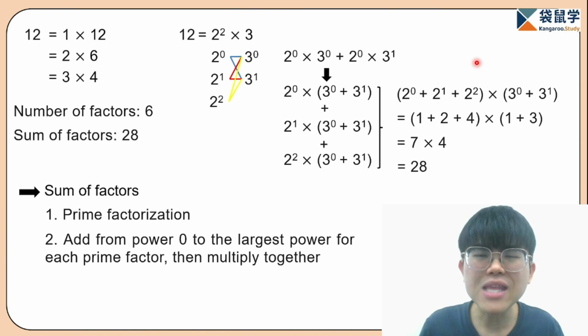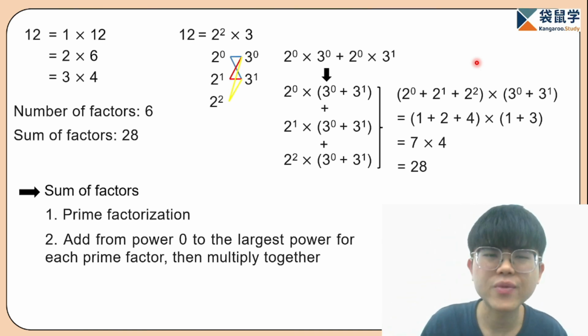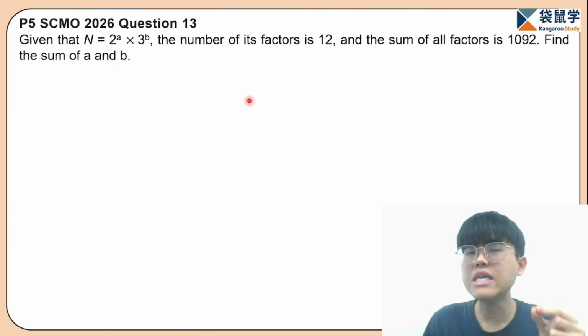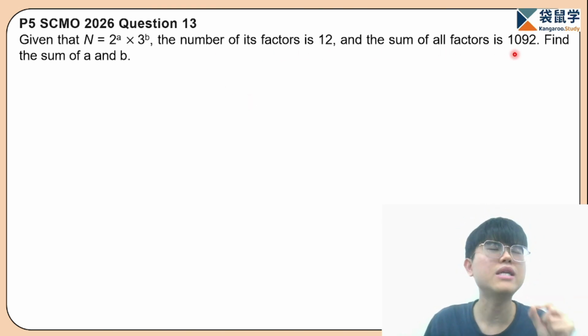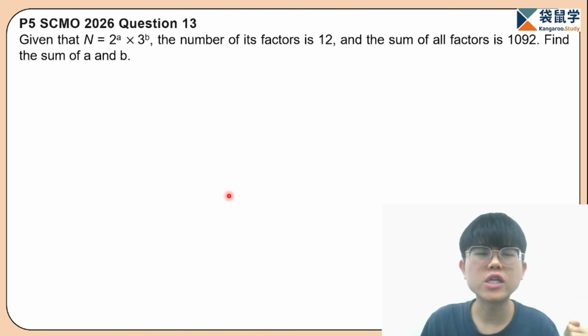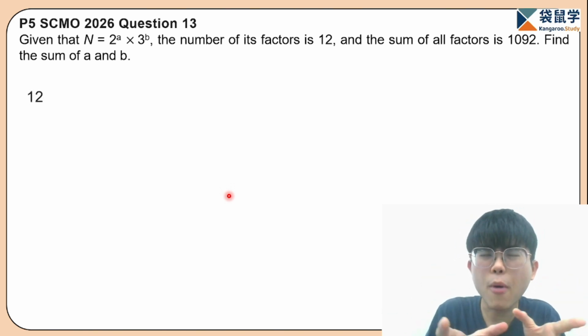Alright everyone, now that we have learned these 2 knowledge points, let's go back to our question. For our question, we are only given that the number of factors is 12 and the sum of factors is 1092. First thing first, if I would like to have 12 as the number of factors, what will be the possibilities right here?